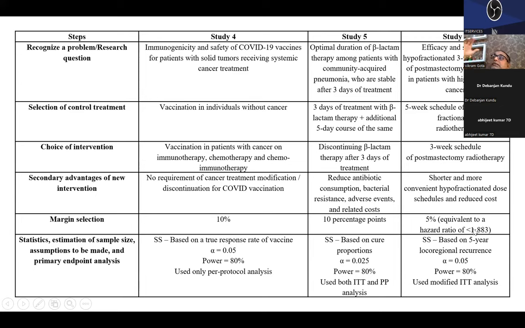Therefore, you can use hazard ratio as the margin. So 1.883 is a very huge hazard ratio, which means that it would have reduced the sample size dramatically. You should always understand that intention to treat as well as per protocol are both methods of choice. And alpha is typically 0.025 if you're looking at a 95% confidence interval. If you keep the alpha at 5%, then you're actually looking at a 90% confidence interval.